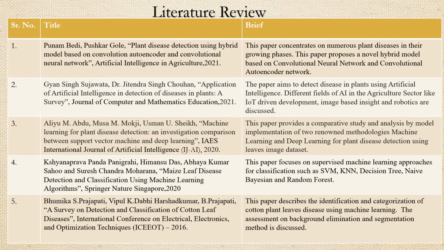Second is Application of Artificial Intelligence in Detection of Diseases in Plants, published in the year 2021. This paper aims to detect diseases in plants using AI. Also, it describes the different sectors of AI in agriculture like image-based insights, computer vision, robotics, IoT, etc.